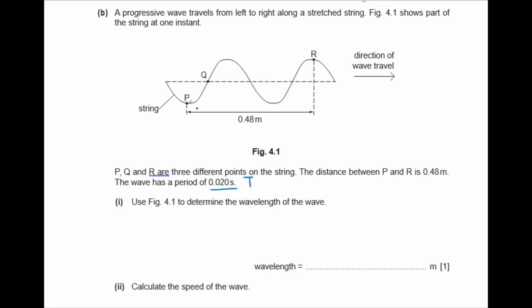Okay. So given the distance P to R is 0.48 meter. Okay, how many wavelengths from P to R? So P until here is one wavelength, and then from here to R, another half wavelength. So from P to R is 1.5 wavelength. 1.5 wavelength equals 3/2 wavelength equals 0.48 meter. So wavelength equals 0.32 meter.